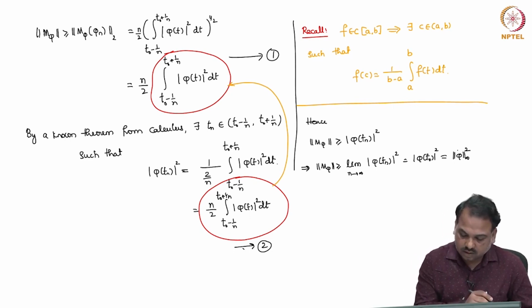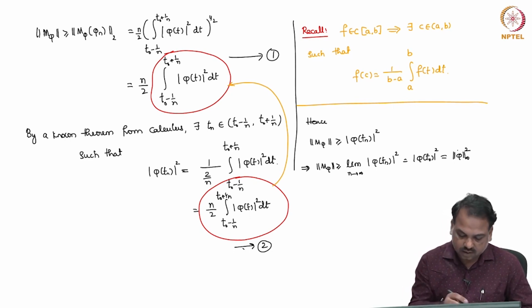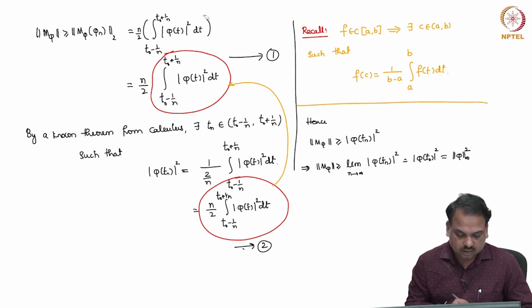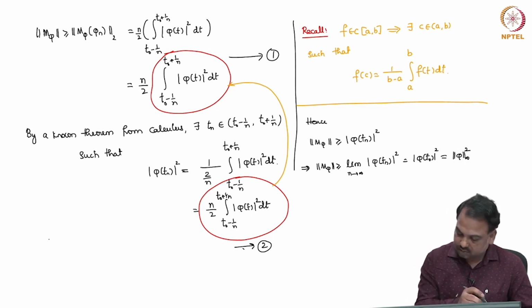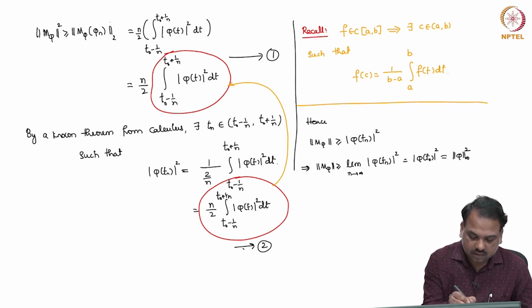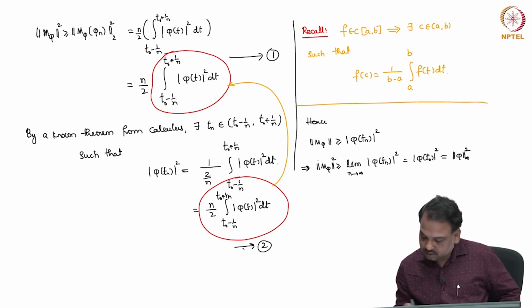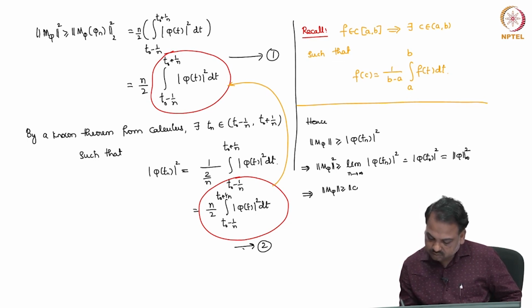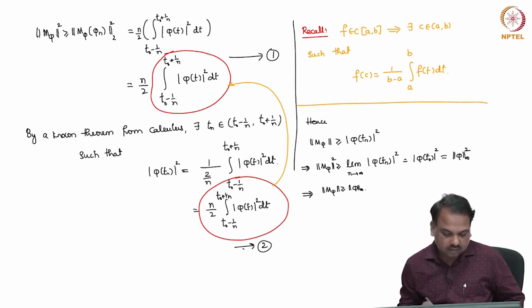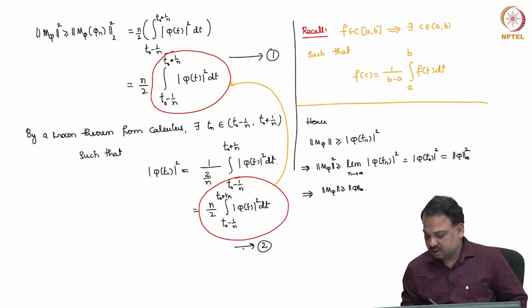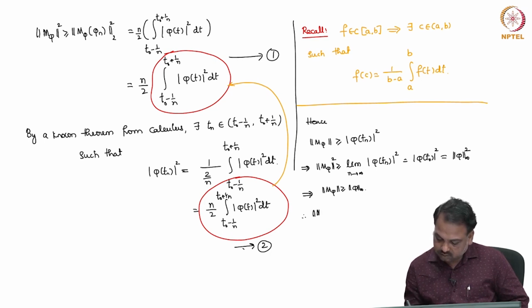Okay, so here we can take the square, and this concludes that the norm of m phi is bigger than or equal to the norm of phi. And by the earlier inequality, which is the opposite, from these two we can conclude that the norm of m phi and the norm of phi are the same.